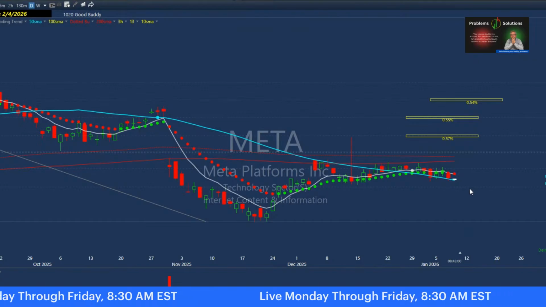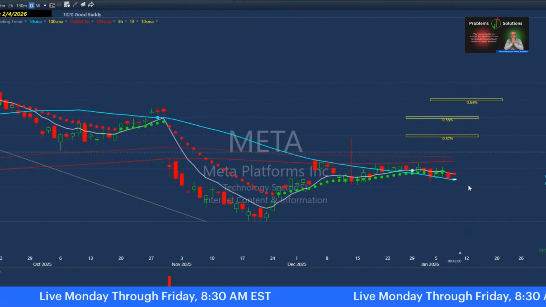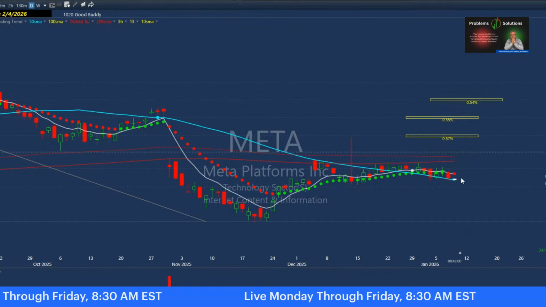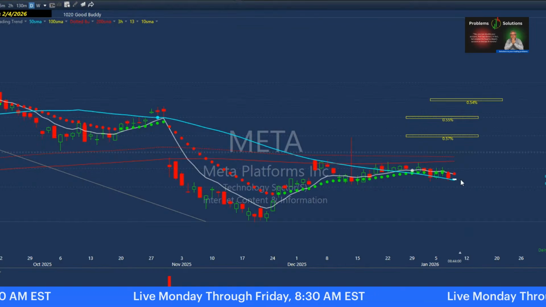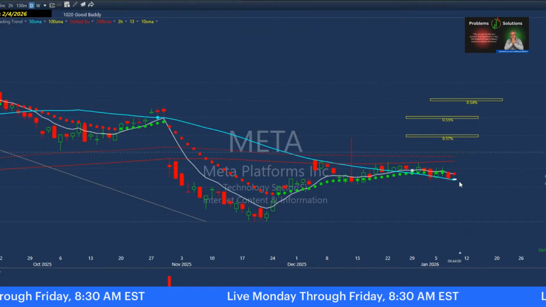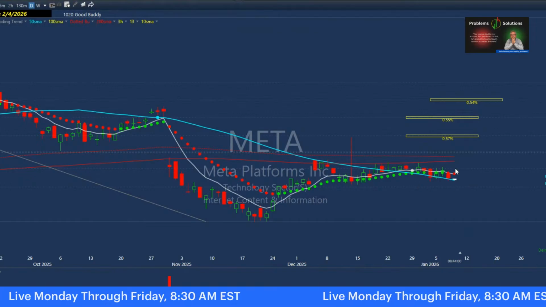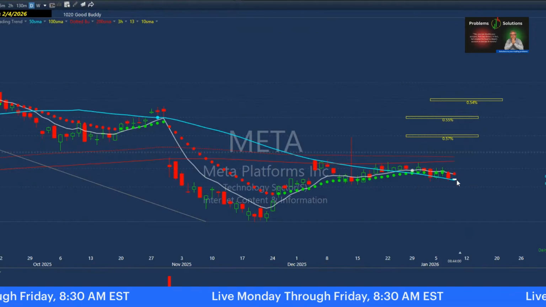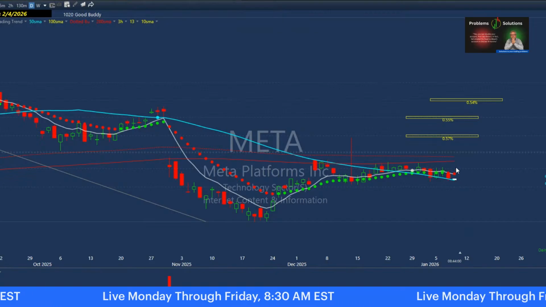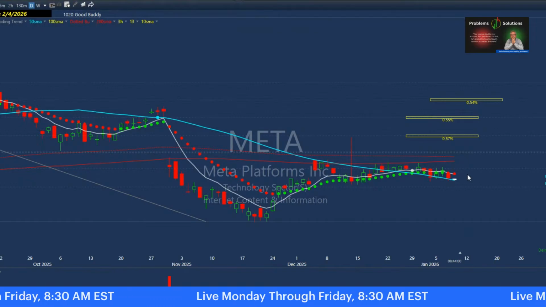Meta, well, it still sucks. I got rid of my Meta yesterday. A little bit of a loss. Nothing great big. I will look to get back. I'm sorry, it was METU. I was in the single stock ETF, less money. I got rid of that, but I'll get back in when the chart says so.